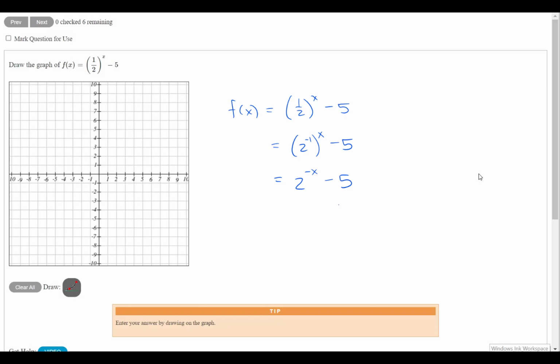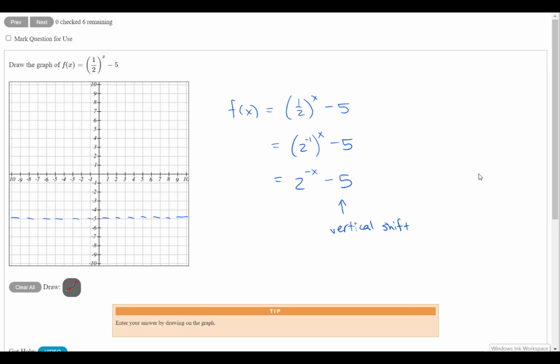So anyway, we have a vertical shift here. So this vertical shift, what it does is it moves everything down 5 units. So normally we would have a horizontal asymptote at 0, but everything's getting moved down 5 units, so we would have a vertical asymptote along here.